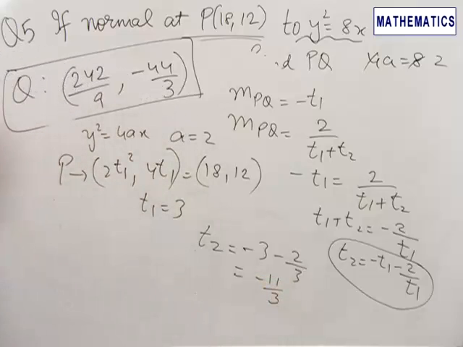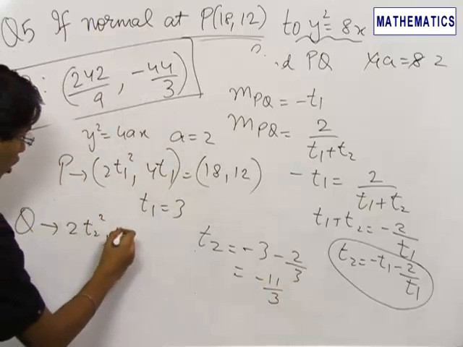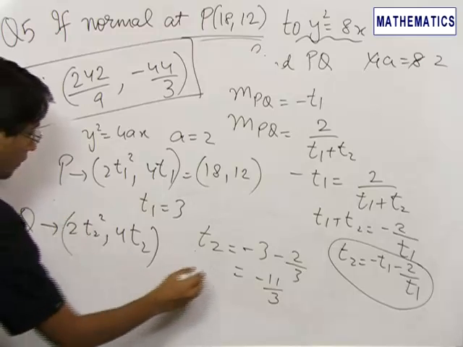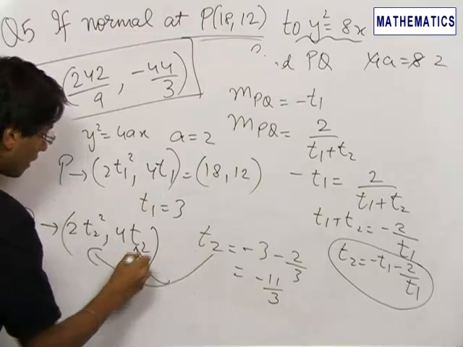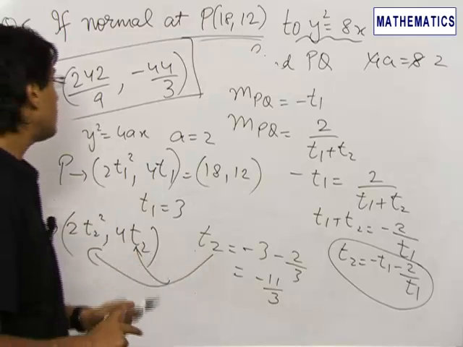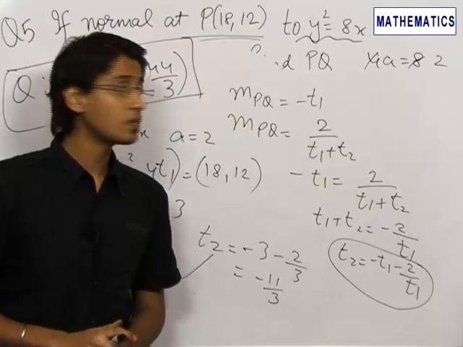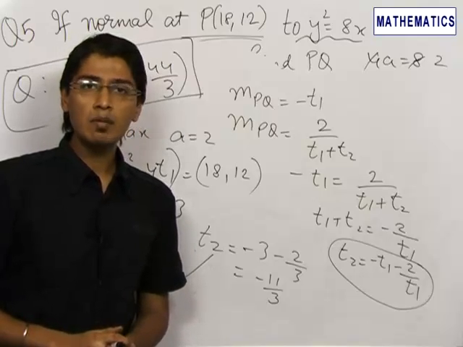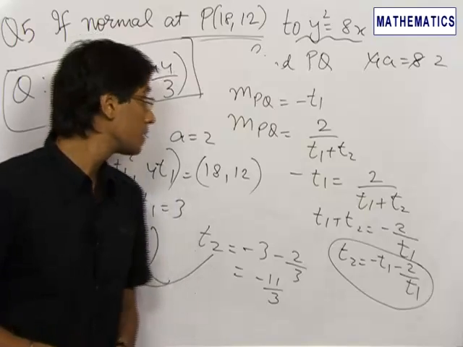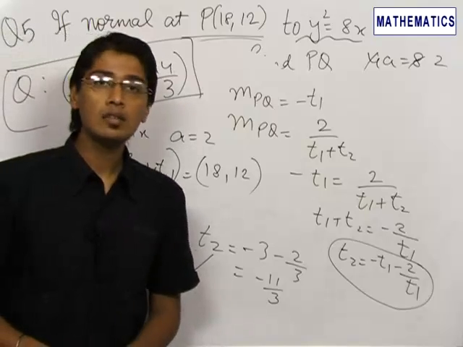and hence the point Q can be found by (2t2 square, 4t2). The value of t2 can be substituted here to get the coordinates of Q as (242 by 9, minus 44 by 3). These are two different methods for solving this problem. Any method can be beneficial for you according to your convenience. The final answer is (242 by 9, minus 44 by 3).